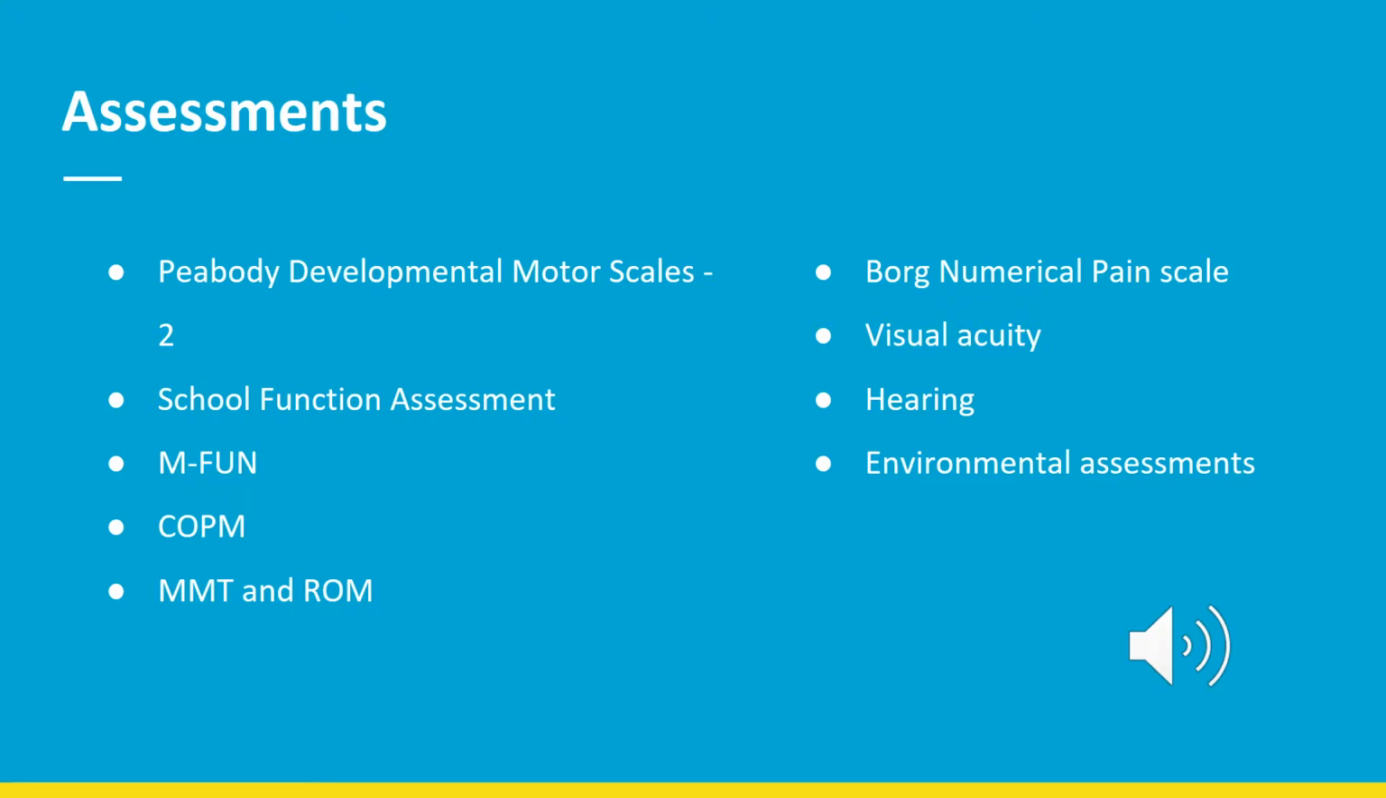Visual acuity assessments, because some patients present with myopia and are at risk for retinal detachment. Hearing assessments are also important because over 50% of people with OI present with hearing deficits or loss. And finally, environmental assessments to promote accessibility within the home or school context. These can be used to suggest adaptive equipment or environmental adaptations to promote optimal performance in the home or other contexts.